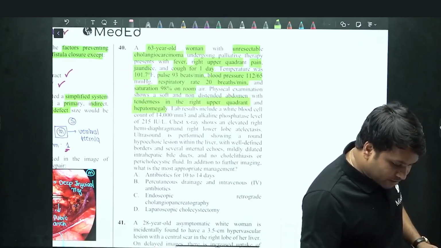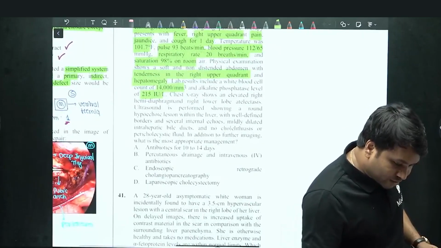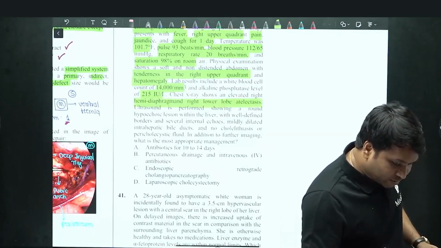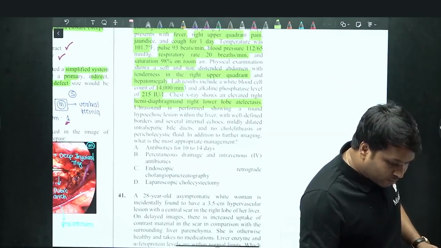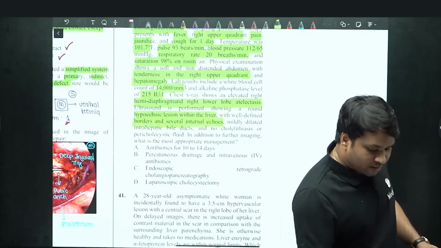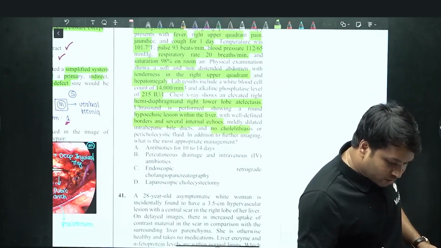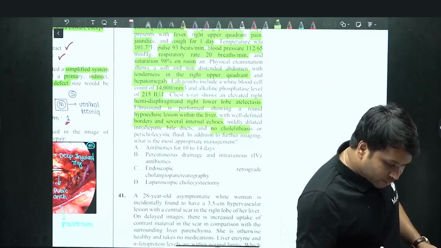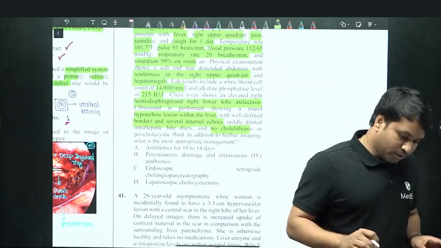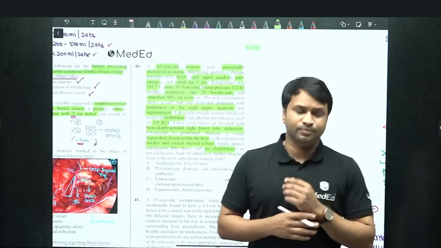Lab results: WBC is elevated, ALP is elevated. Chest X-ray shows an elevated right hemidiaphragm and right lower lobe atelectasis. Ultrasound shows a round hypoechoic lesion within the liver with a well-defined border and several internal echoes. Mildly distended intrahepatic bile ducts, and no cholestasis or pericholecystitis is noticed. Which is the appropriate management here? So, what is the diagnosis here?